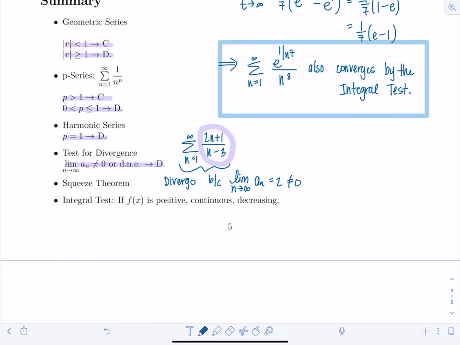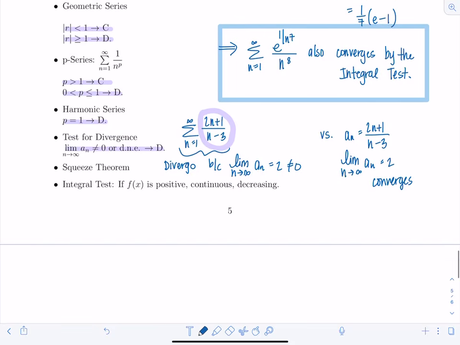Now, don't get this confused with just the very first section in this chapter, sequences. So a sub n equals 2n plus 1 over n minus 3. If I just said, hey, does this sequence converge or diverge? It converges. It has a finite limit. So it converges as a sequence, but not as an infinite series, right? In order for the sum to converge, the terms have to be at least going to 0, and they have to go to 0 fast enough so that if you add them up, the infinite series approaches a finite number.